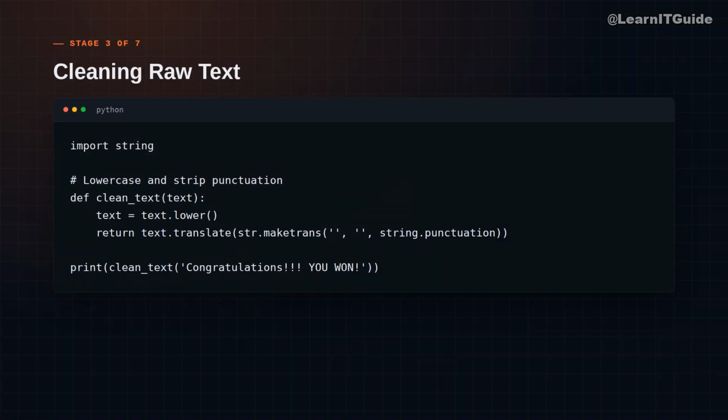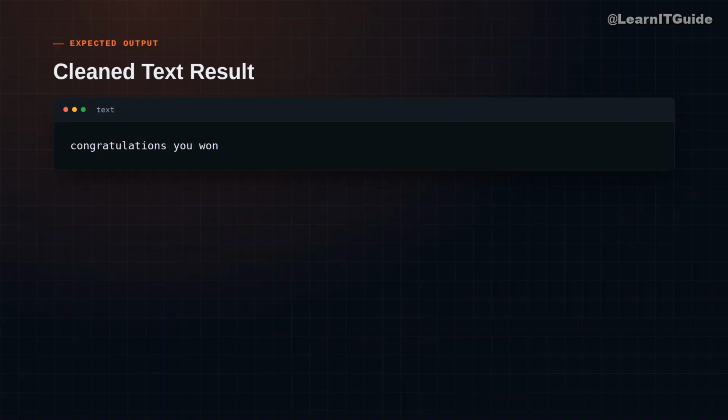Stage 3 is cleaning. Computers are sensitive to case and punctuation. If you leave "Congratulations!" as is, the machine sees it as a unique string. By lowercasing it and removing punctuation using the string library, we normalize the input. This makes "Free!" and "free" identical to the computer. That is how we reduce noise. See the difference. The punctuation is gone and everything is lowercase. This is the exact format your model needs to see patterns clearly.